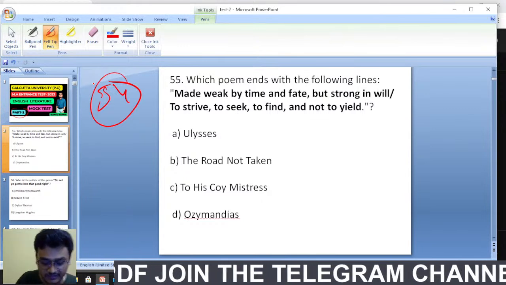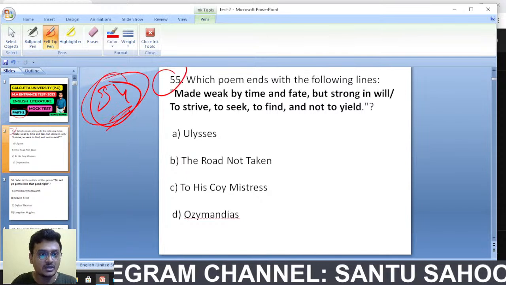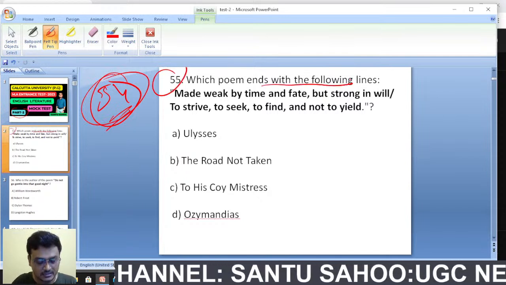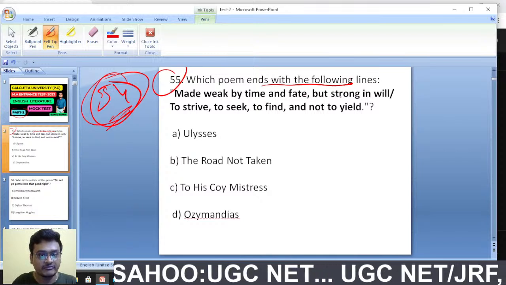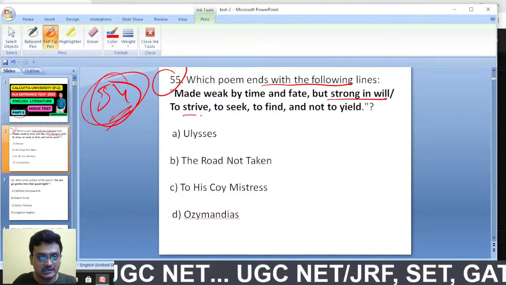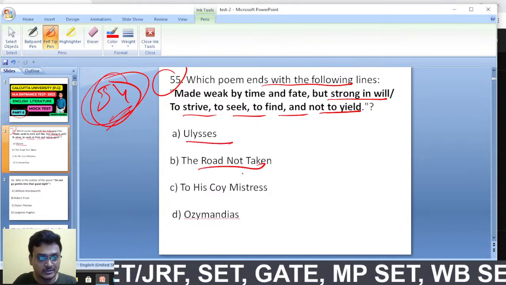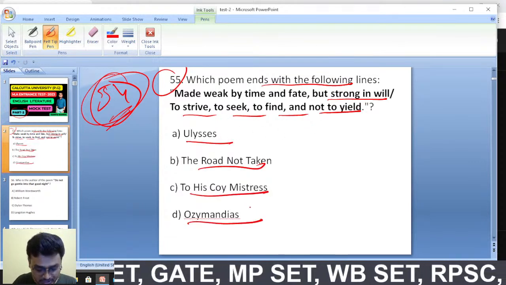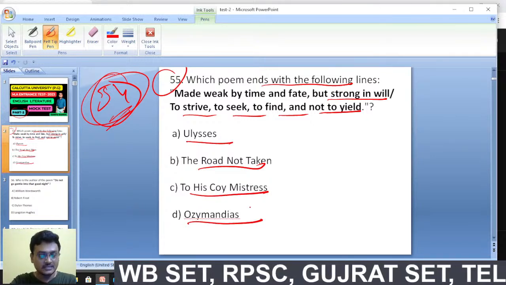So here is question number 55. I've already discussed 54 MCQ questions in part 1. Which poem ends with the following lines? "Made weak by time and fate, but strong in will, to strive, to seek, to find, and not to yield." Ulysses, The Road Not Taken, or another? Do answer.